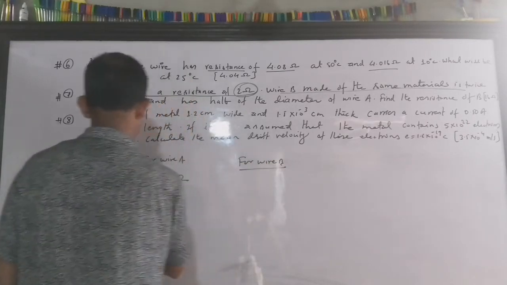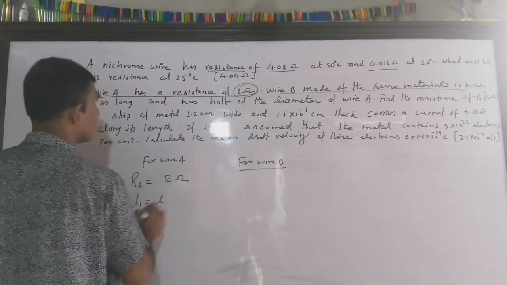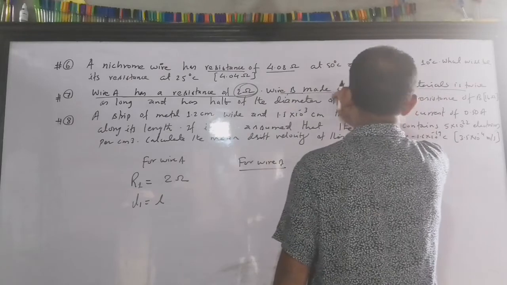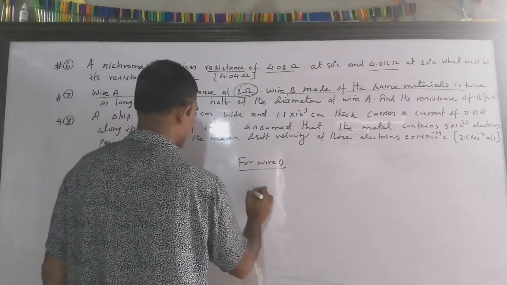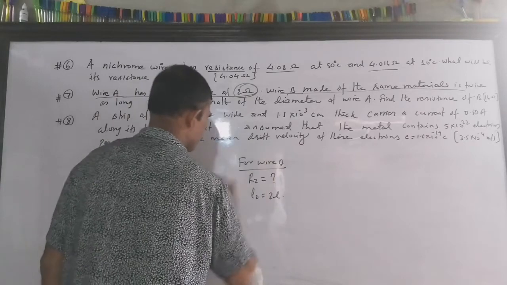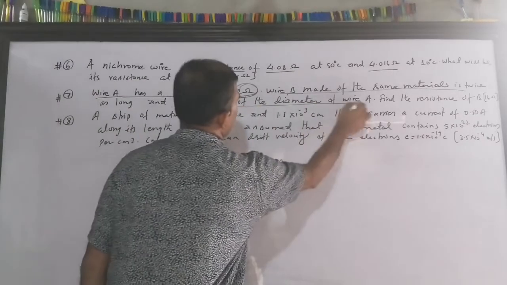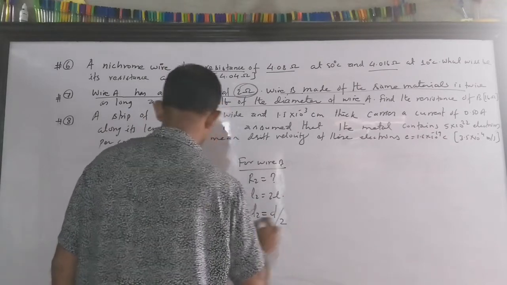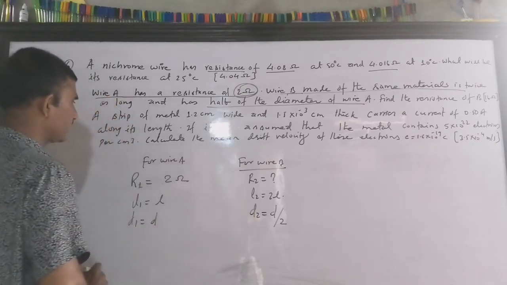I have one wire whose resistance is 2 ohm and its length, suppose, is L. Wire B, of the same material, is twice as long as A, means its length L2 is twice L. And I don't know what the resistance is, I think they will ask the same thing. It has half the diameter of wire A, means the diameter of the second wire is half of the diameter of the first wire. I am writing the diameter of the first wire is D, then its diameter will be D by 2.